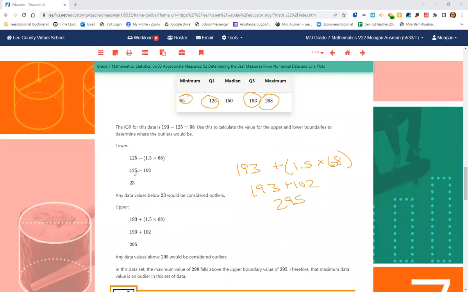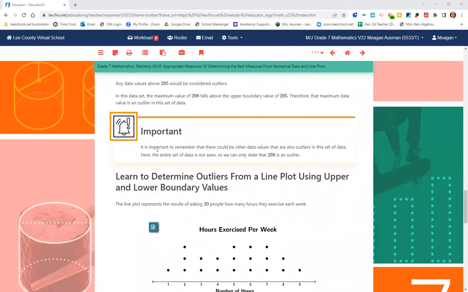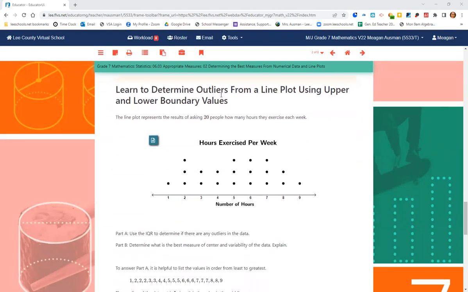The minimum's good. It's 85 and it had to be below 23 to be an outlier. I wish they'd given us data because I think it would help us to see the minimum, maximum, median, all that good stuff. It is important to remember that there could be other data values that are also outliers in this set of data. The entire data set is not seen, so we can only state that 298 is an outlier, but maybe there's more. So learn to determine outliers from a line plot using upper and lower boundary values.